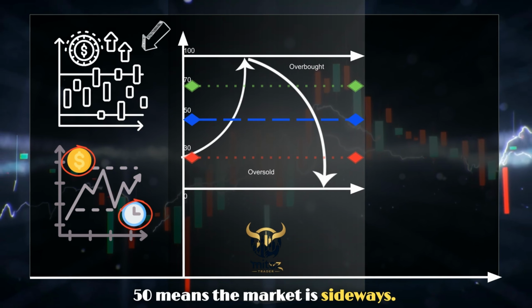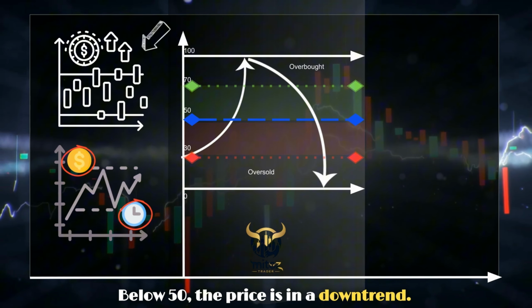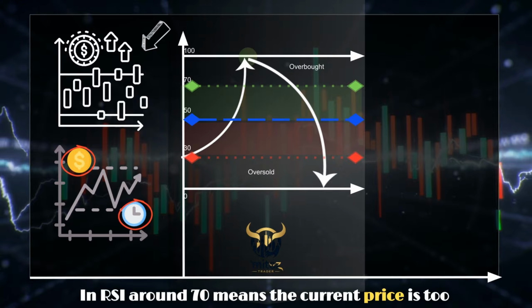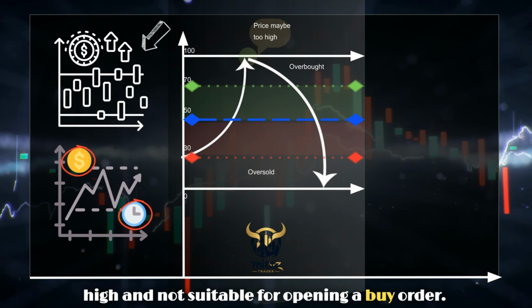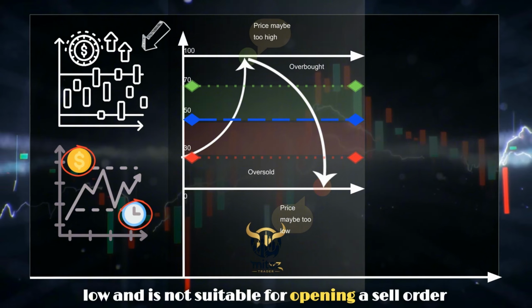50 means the market is sideways. Above 50, the price is in an uptrend. Below 50, the price is in a downtrend. An RSI around 70 means the current price is too high and not suitable for opening a buy order. Conversely, below 30, the price has fallen quite low and is not suitable for opening a sell order in this area.